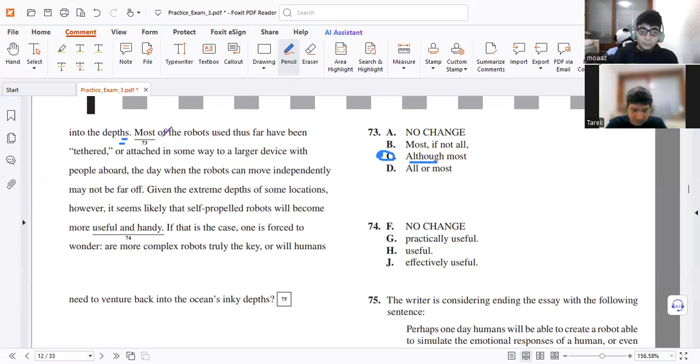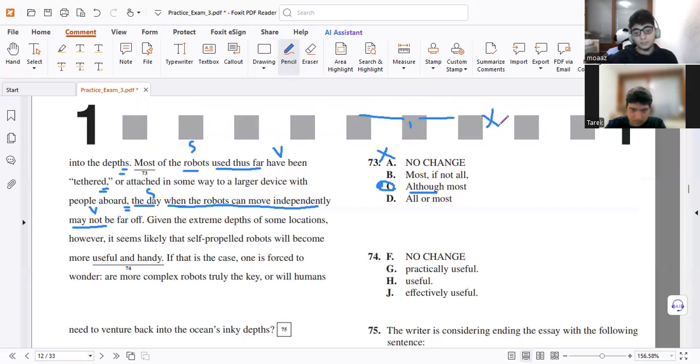Most of the robots used. So robots, subject, past participle. Look, used thus far, have been. So past participle phrase, and then the verb. So robots have been tethered, comma, non-essential information, or attached, comma. The second clause: the day, and then a clause, subject, when the robots can move independently, may not. Subject, verb. Right, we have two clauses. If you keep it like that, it is a comma splice: a comma between two complete clauses, wrong.